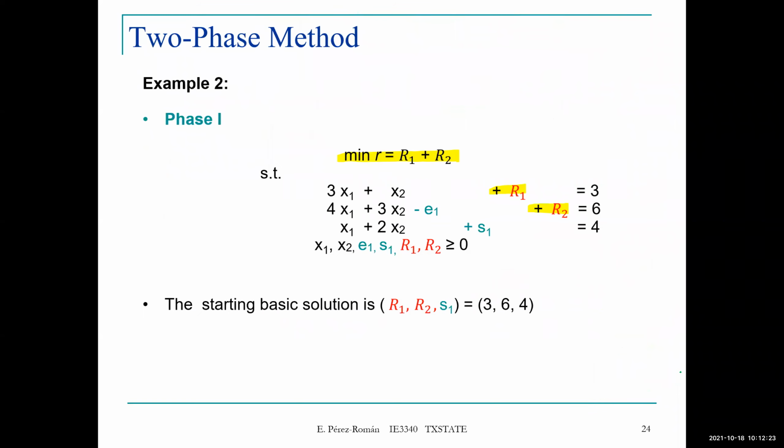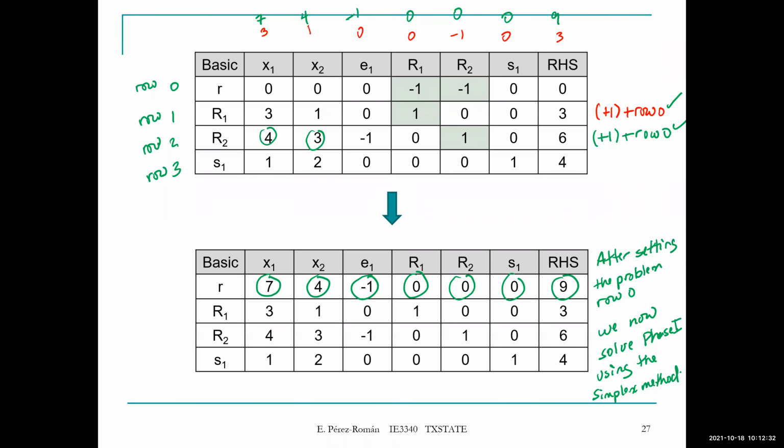Why is this a minimization problem? Remember, phase 1 is always a minimization problem. Minimize R1 plus R2. So we are minimizing this. So we look at row 0 again. We call this row 0. And for minimization, we want to look if we have any positive coefficient for the decision variables. Yes, we have two positive coefficients, 7 and 4. So we choose the largest positive coefficient for minimization. So that will be 7. So that means that this guy, x1, can enter the solution.